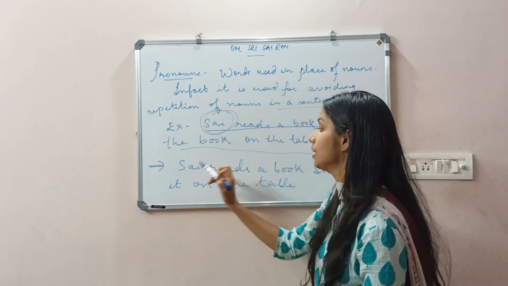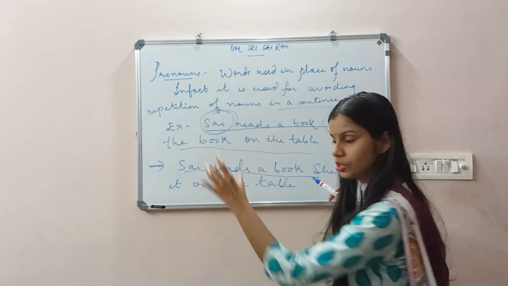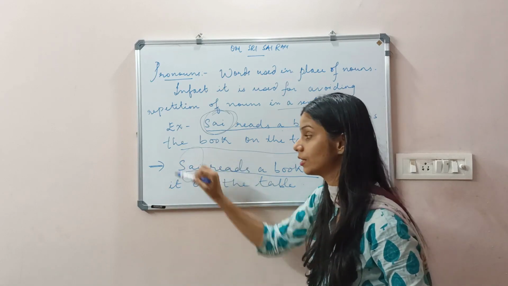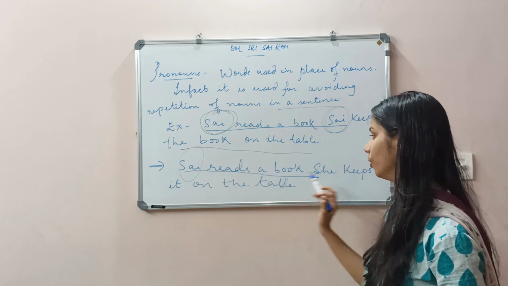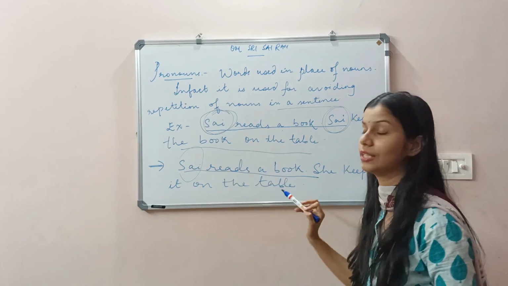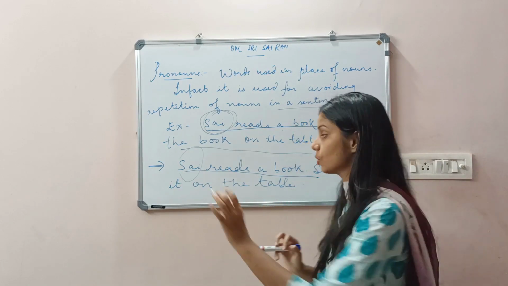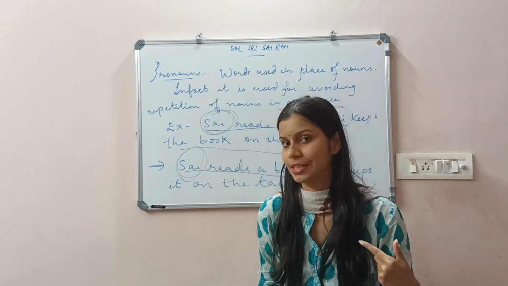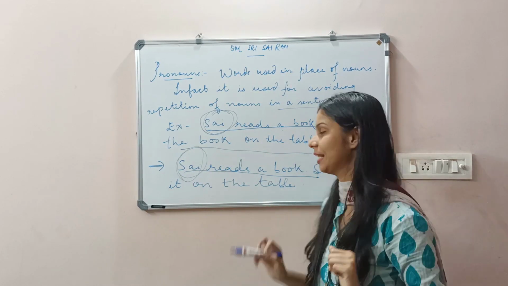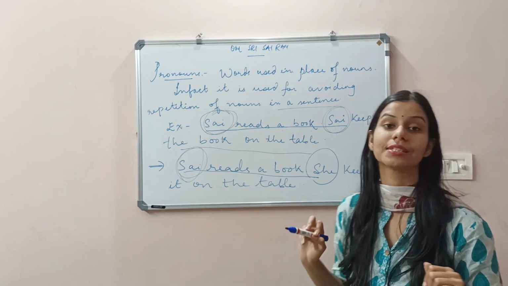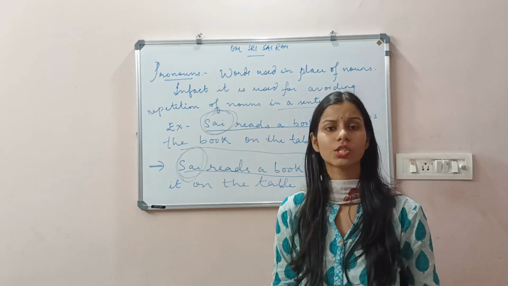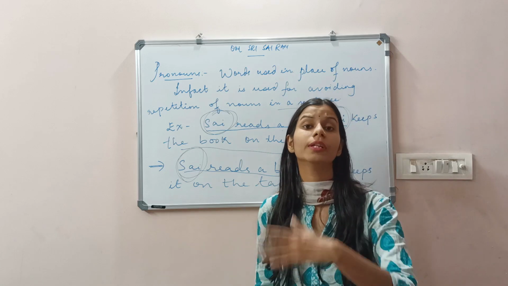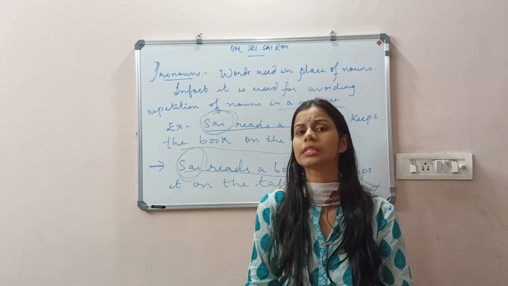So what I used: Sai reads a book. First, we add the subject, that means the person's name. We denoted who read the book. Sai reads a book. She keeps it on the table. As we know, Sai comes under the female gender, so to replace that name, I used she as the pronoun. If it is male, we will use he. If it is neuter gender, then we will use it.